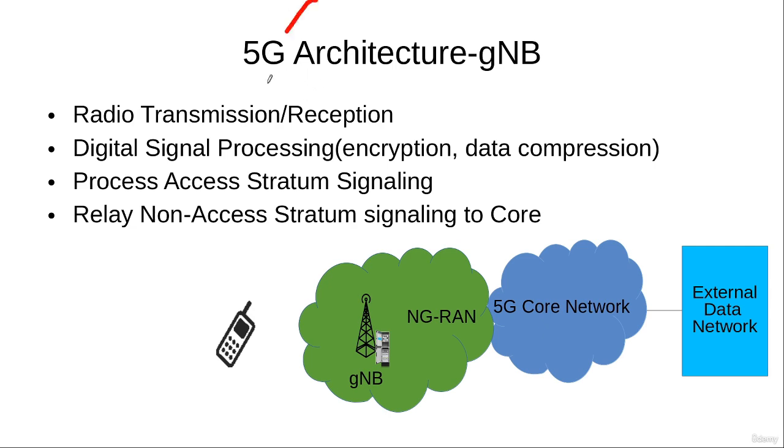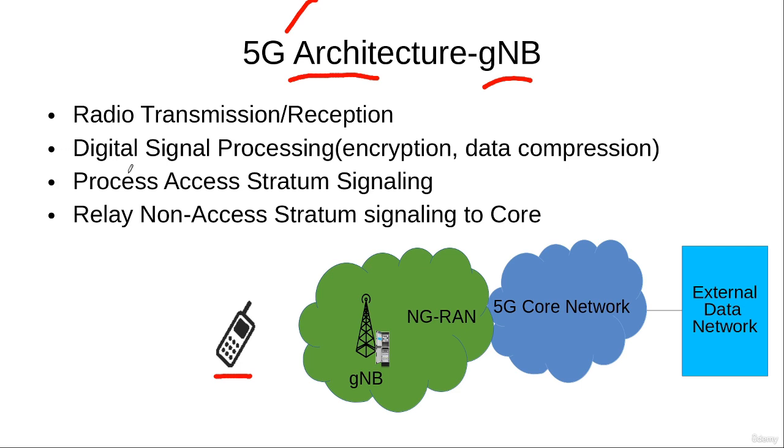Now we come to the 5G architecture, and first of all we are going to discuss the functionalities of the gNB, or the next generation node B. The first and the most important functionality of the gNB is the radio transmission and reception with the user equipment on the air interface or the wireless channel, because the gNB is responsible for communicating with the user equipment on the wireless channel.